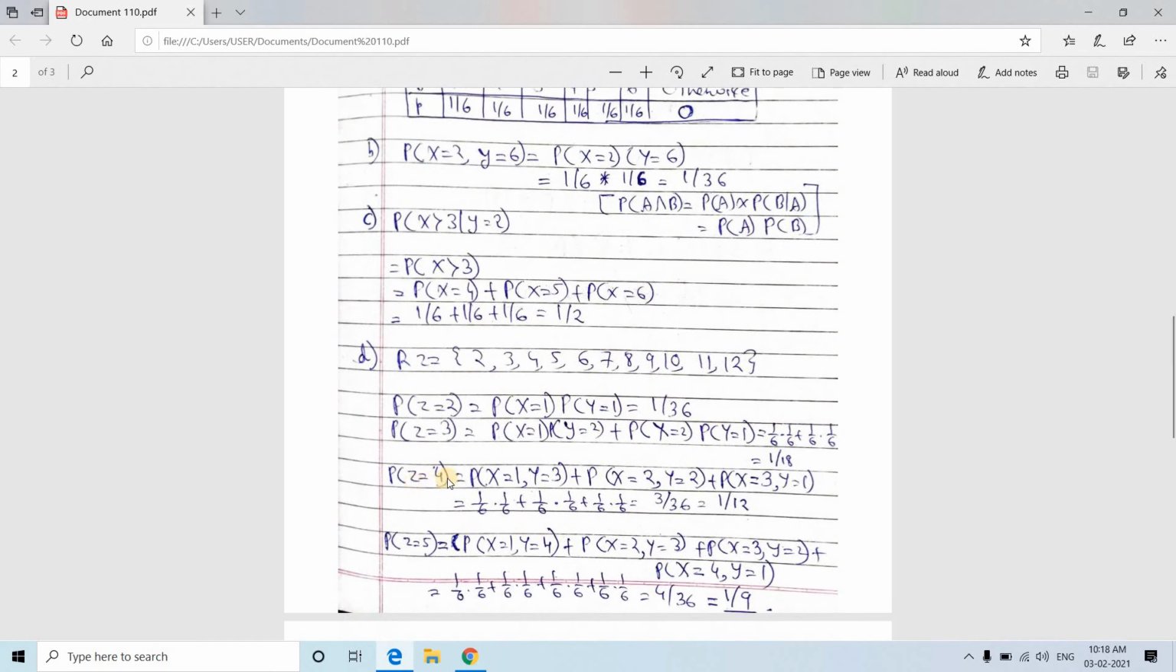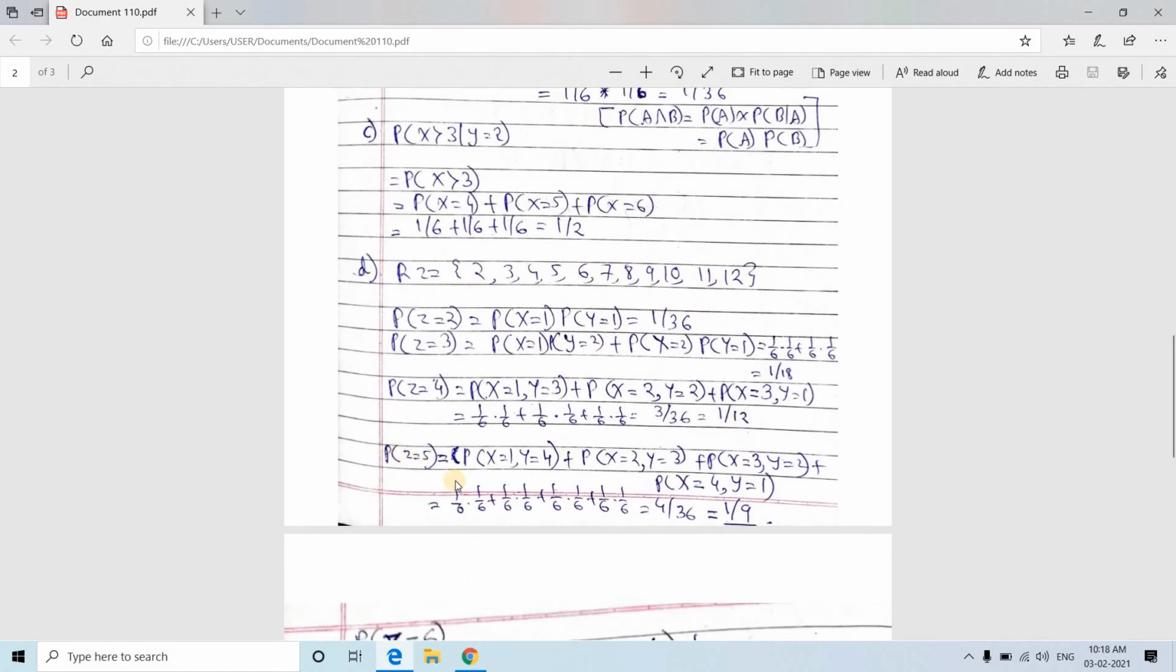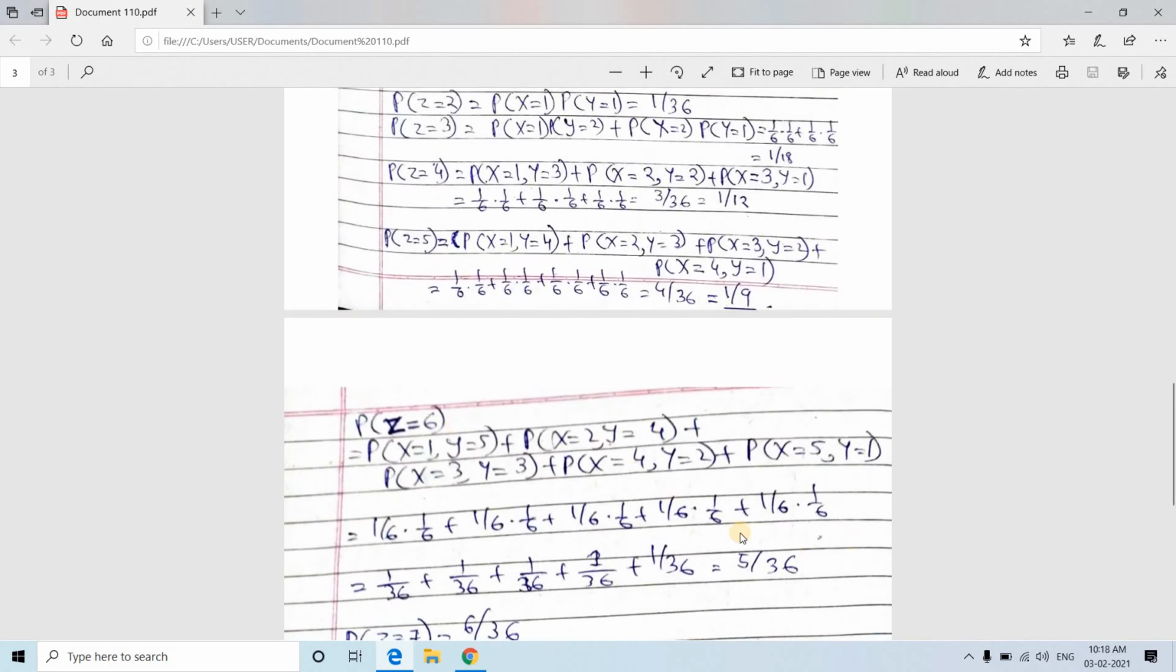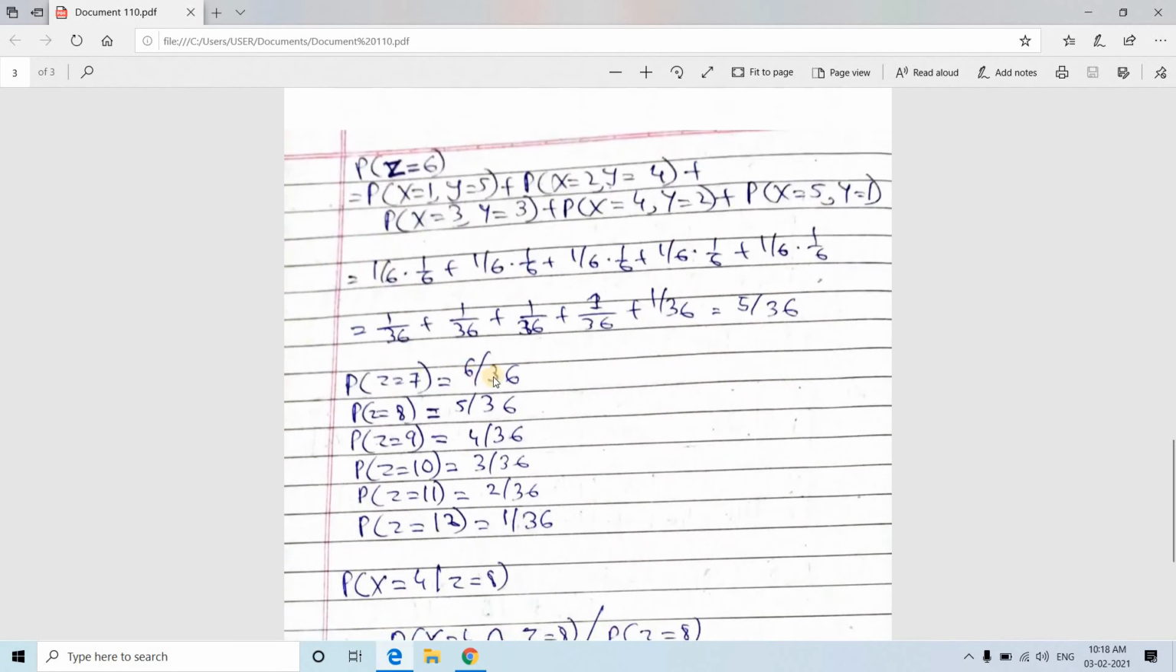Okay. Similarly, P of z equal to 4. How can 4 appear? First dice 1, second dice 3. First dice 2, second dice 2. First dice 3, second dice 1. These three possibilities. Add them up, you will get 1 by 12. What is the probability that z equal to 5? First dice 1, second dice 4. First dice 2, second dice 3. First dice 3, second dice 2. First dice 4, second dice 1. Add all of them. In the same way, for z equal to 6, if you calculate, you will get 5 by 36. Z equal to 7, you will get 6 by 36, and so on. If you calculate all the values, you will get these results.